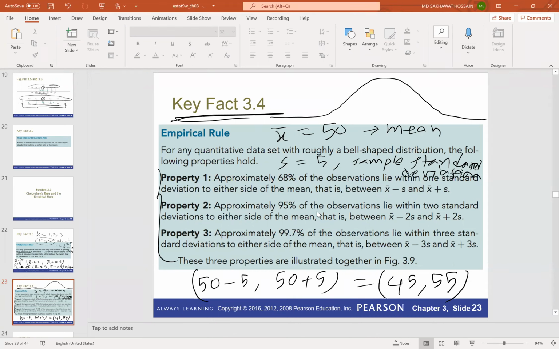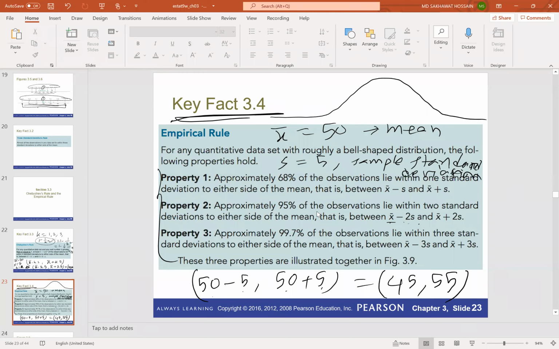And 95% of the observations will be between 40 and 60, within two standard deviations. So that means x bar minus 2 times s, so 50 minus 2 times 5, so 50 minus 10 and 50 plus 10. So within 40 and 60.